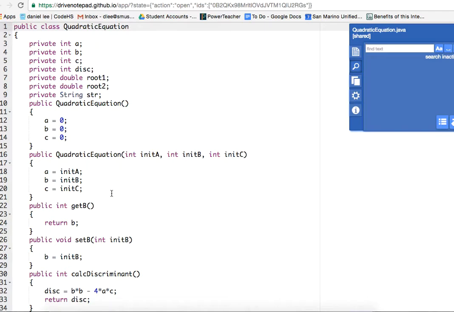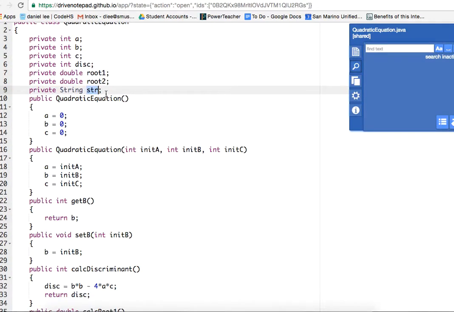If you notice here, what is the error? Well, the error is that we have a set of instance variables, right? We have A, B, C, and we also have disk, root 1, root 2, and then an extra string variable. The reason this is an error is because the problem description said only A, B, and C, right? This is what this person was docked off for: adding these additional instance variables.